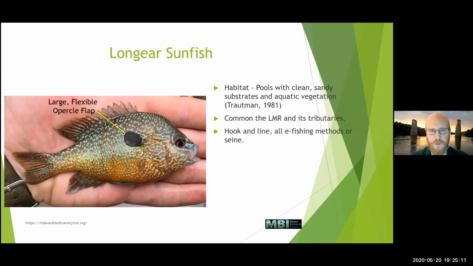The only thing that really looks like them is a northern sunfish, which you wouldn't have down the Little Miami drainage. So if you get something with this really large opercle flap, it's a longear. Pools, sand, they really like a lot of aquatic vegetation. They're pretty common when they're found, and they're really aggressive in defending nests, the males are.